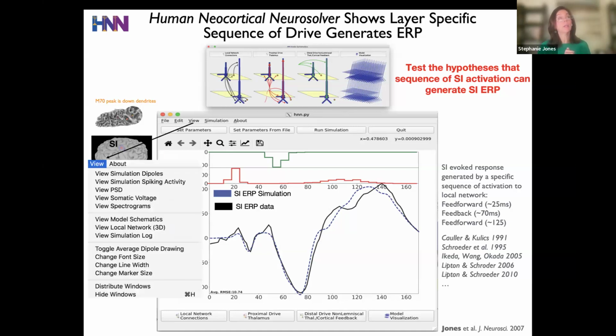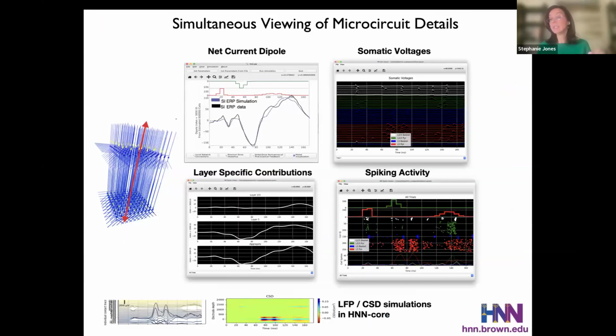And you can go into the model and you can view the layer-specific dipoles. You can view the spiking activity of all the neurons. You can view the power spectral density. And all of these features let you, one, test these model predictions with invasive recordings in animals, but they also give you a sense of how the microcircuit activity creates this macro scale signal that I recorded outside of the head. And so it's an interplay between looking at the macro scale signal and the micro scale dynamics, where you start to get a sense of how these peaks are generated. And that's what we're going to walk through in our hands-on today.